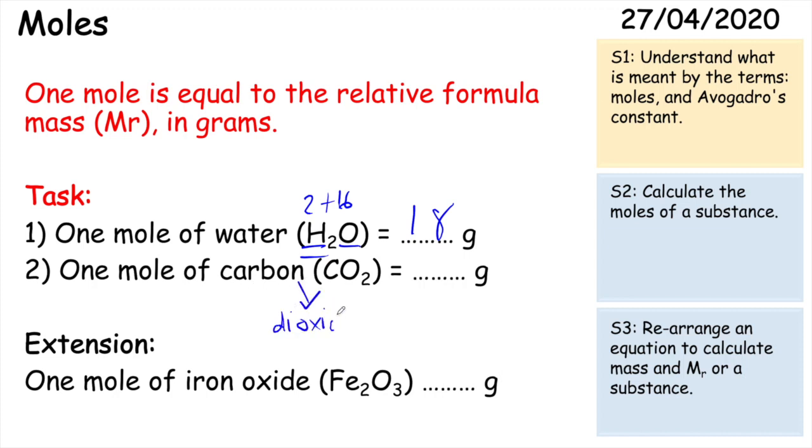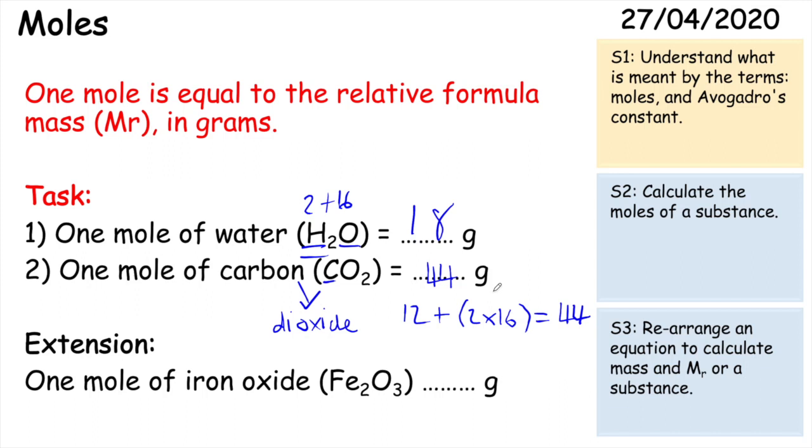And if you have carbon dioxide, you can do the same again. How many grams would be in 1 mole of carbon dioxide? Well, carbon is 12, oxygen 16, and we've got 2 of them. So if we do that calculation, 16 times 2 is 32. 32 plus 12, well, that works out at 44. So we'd have 44 grams of carbon dioxide in 1 mole.